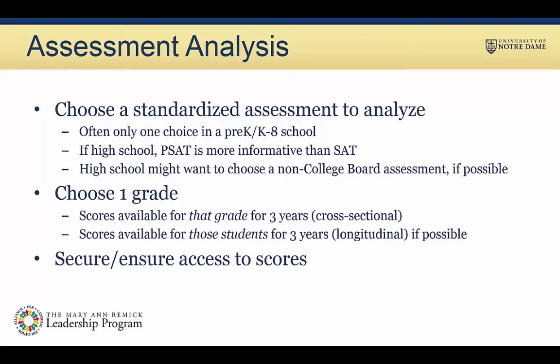Then you'll choose one grade. So let's say you choose 5th grade, and you need to be able to have scores available for that grade for 3 years. In other words, the last 3 5th grades, and then scores available for those students for 3 years. So their 3rd, 4th, and 5th grade scores to be able to look at those.